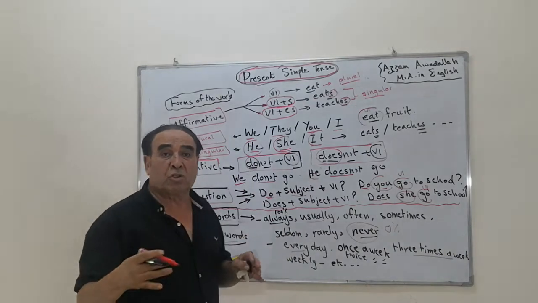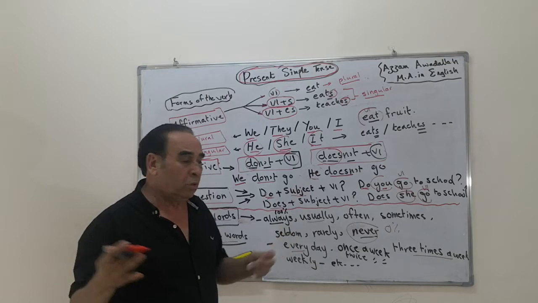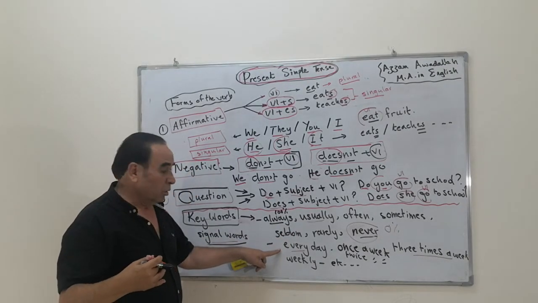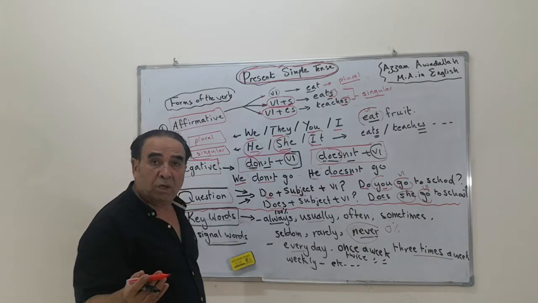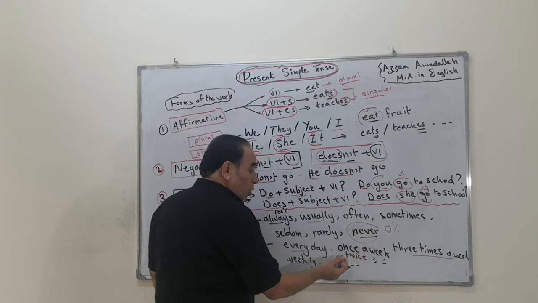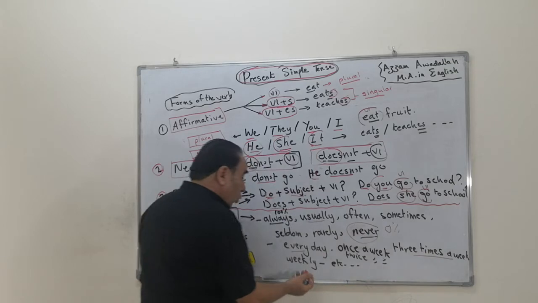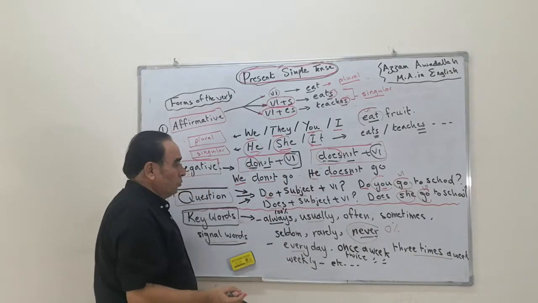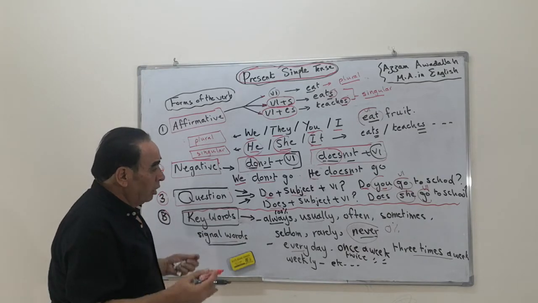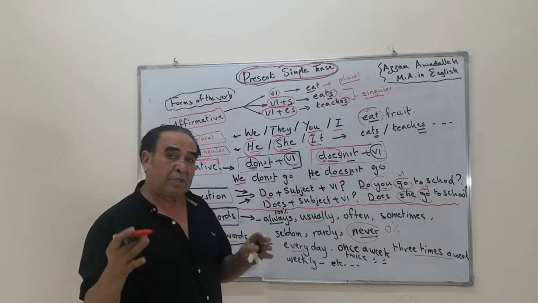I never go to school on Friday. This means that I don't go to school on Friday. There are other expressions, like every day, every week, every month. We have sometimes, once a week, twice a week, sometimes three times a week, weekly, daily, etc. So these are the most common keywords in English which go with the present simple.